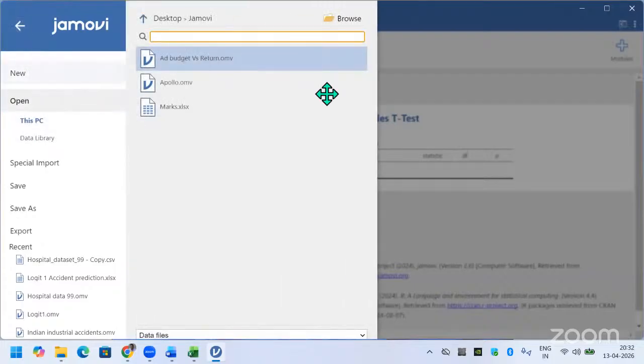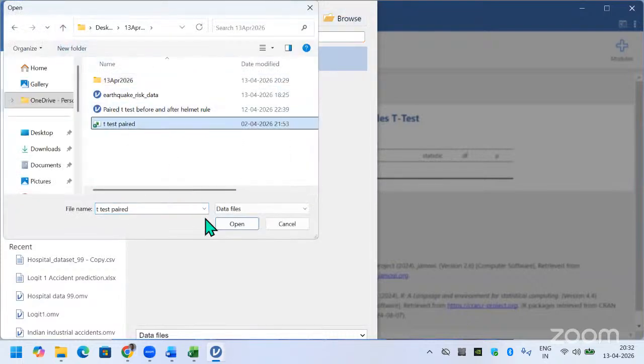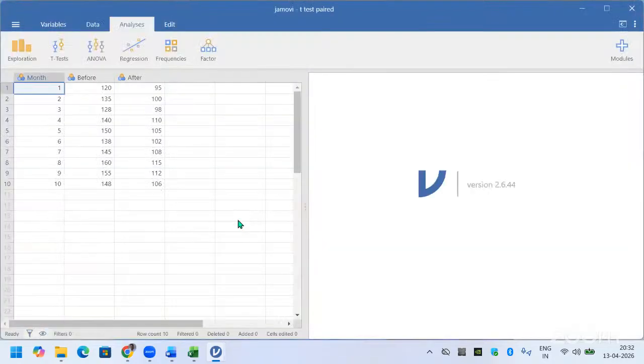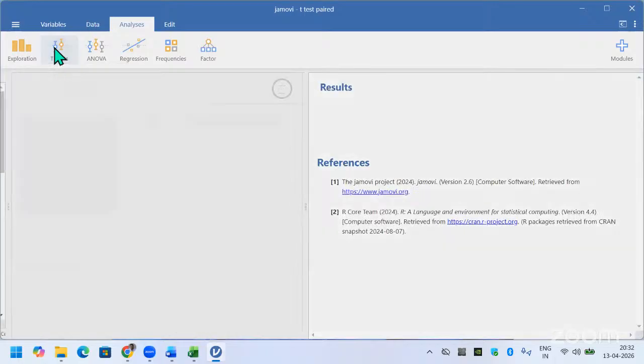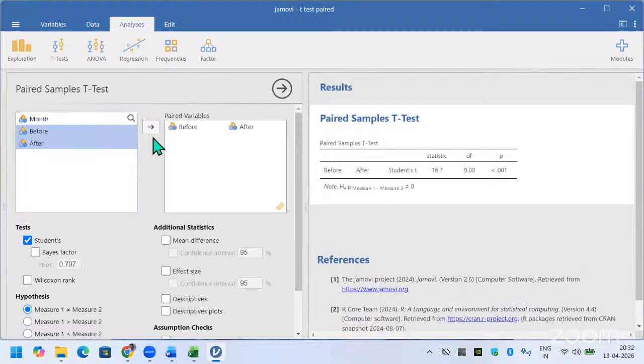Where exactly is the data? I'm browsing here for the t-test data, opening it, and closing this unwanted thing. Here we have before and after. What you have to do is go for a paired sample t-test. What are the pairs? Ten months of data has been checked and I'm taking that as the pair. If I take this, it shows 0.0, so the p-value shows a significant impact.